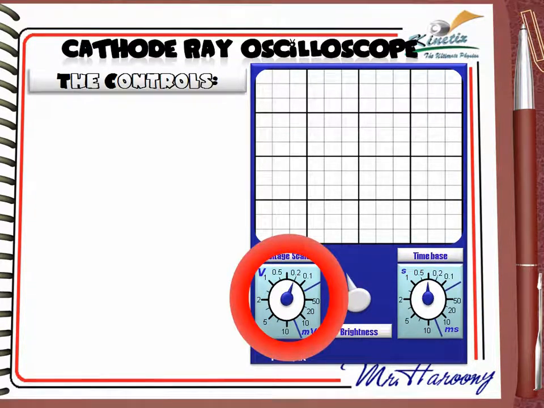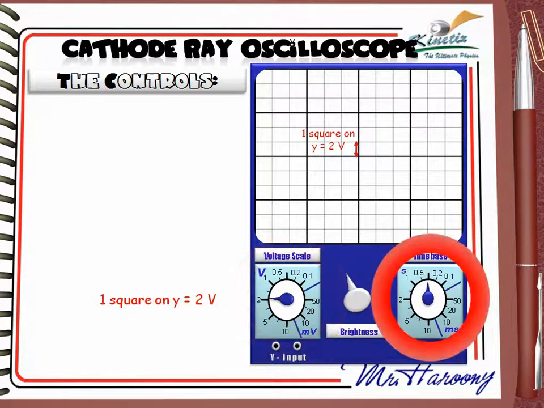The Y gain control or the voltage scale controls the scale of the Y-axis or the voltage axis. For example, when this control is adjusted to 2 volts, this means that each division or square on the Y-axis represents 2 volts. The time base has the same significance, but for the X-axis. If the time-base control is adjusted to 10 seconds, this means that each division or each square on the X-axis represents 10 seconds.